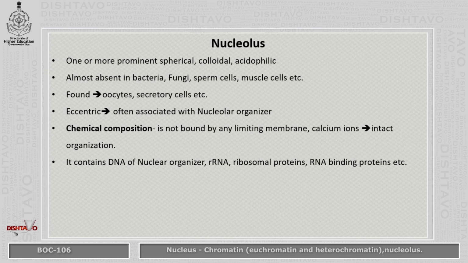If you look at its chemical composition, you will see that this is not a cell organelle. It does not have any limiting membrane. The amount of calcium ion is higher over here, which maintains the intact organization of the nucleolus. It contains DNA of the nuclear organizer, ribosomal RNA, ribosomal proteins, RNA binding proteins, etc.